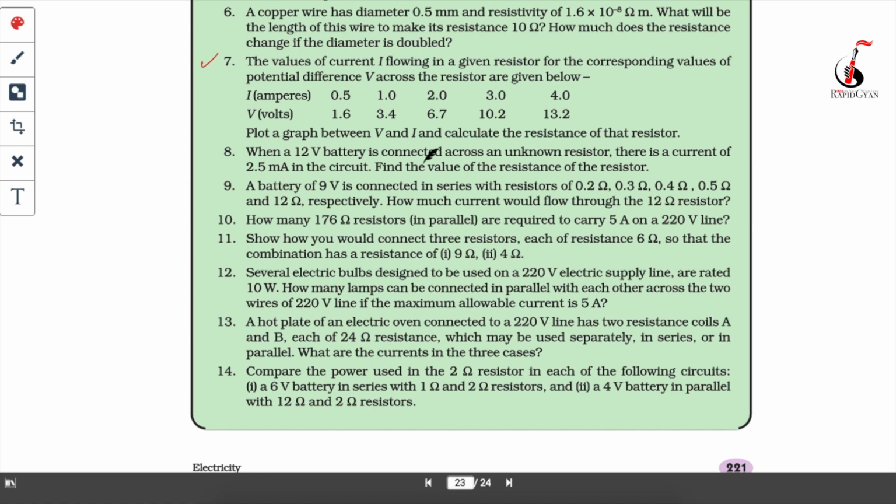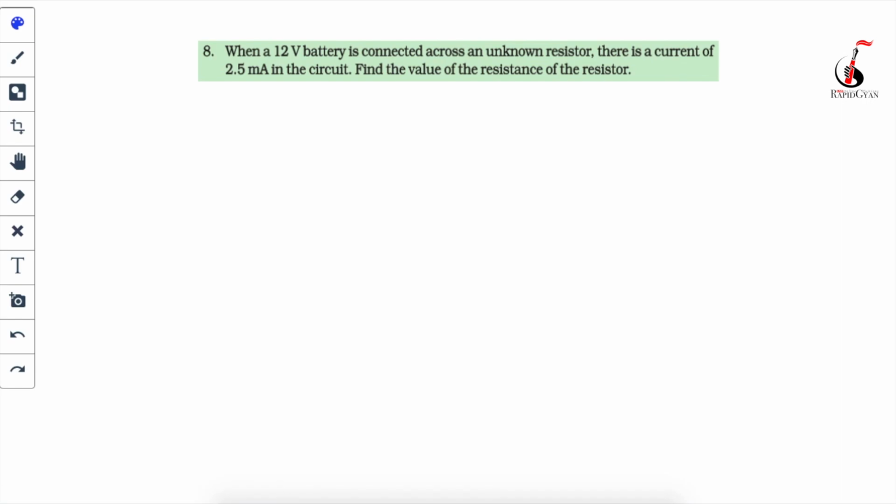When a 12 volt battery is connected across an unknown resistor, there is a current of 2.5 ampere. Find the value of resistance of the resistor. Guys, this is the simplest question, because you will simply have to apply Ohm's law over here. So here it is. The value of V is given, which is equal to 12 volt, correct? And current is given, which is equal to 2.5 milliampere, guys. But what is the SI unit of current? The SI unit of current is ampere.